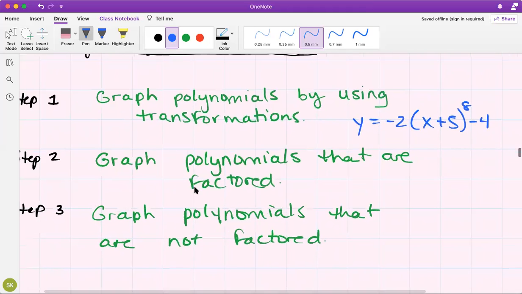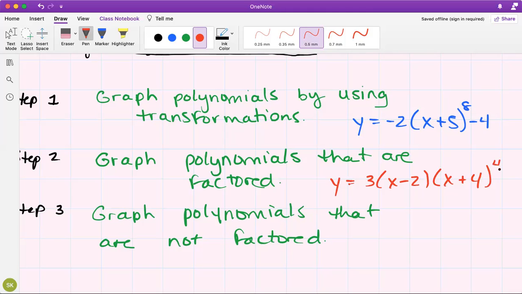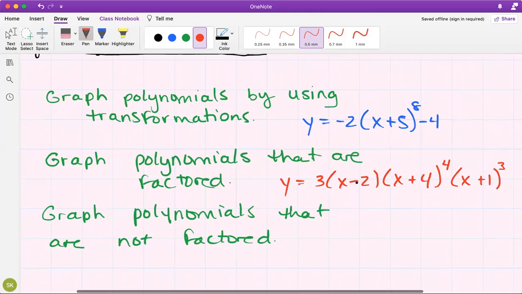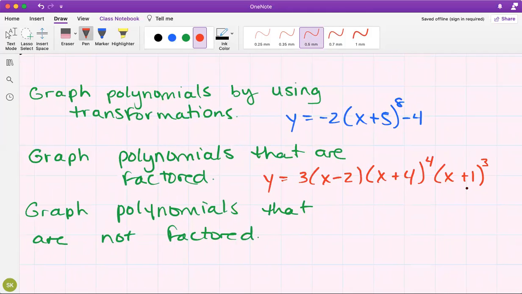For the second step, you're going to have functions that look like y is equal to 3, x minus 2, x plus 4 to the 4th. And then I can even throw something else in, x plus 1 cubed. So you're going to have a polynomial function, but it's factored. I've got all of these pieces here. And what we're going to do is we're going to set it equal to 0, and we're going to be able to find the roots. And then finding the roots will help us graph such things.